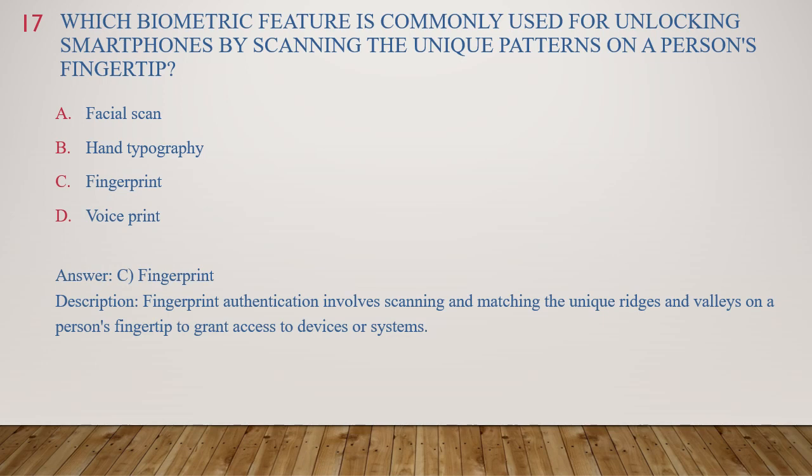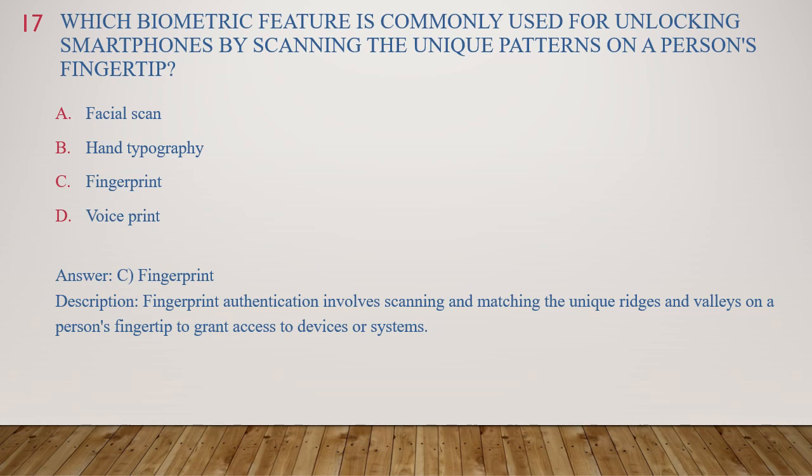Fingerprint. Fingerprint recognition is one of the most popular biometric features used for unlocking smartphones due to its uniqueness. Everyone has unique fingerprint patterns, making them highly reliable for identification. Accuracy. Modern fingerprint scanners offer high accuracy in recognizing fingerprints, even with minor variations. Convenience. Fingerprint sensors are integrated seamlessly into most smartphones, making them easy to use for unlocking.